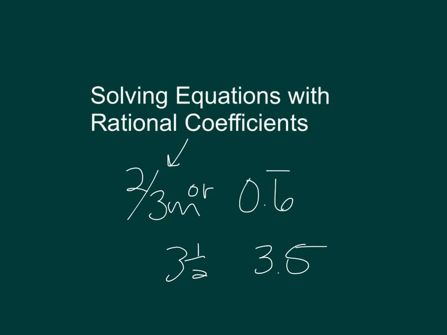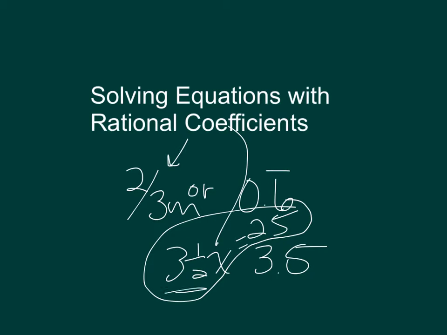because remember what a coefficient is. A coefficient is the number in front of a variable. So if I put an x here, 3.5x equals 25, then this would be considered an equation with a rational coefficient, if that makes sense.